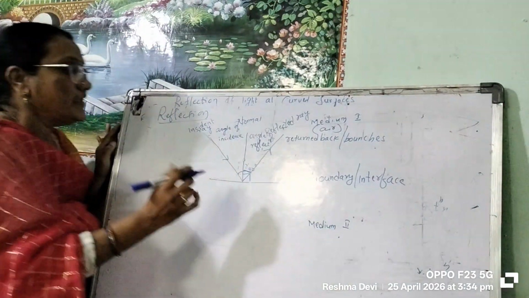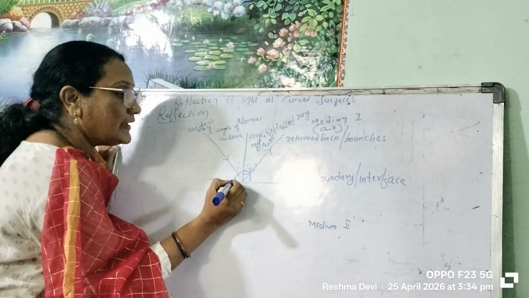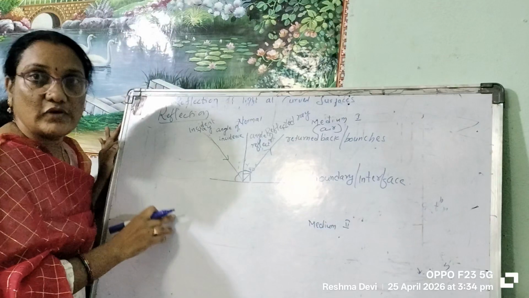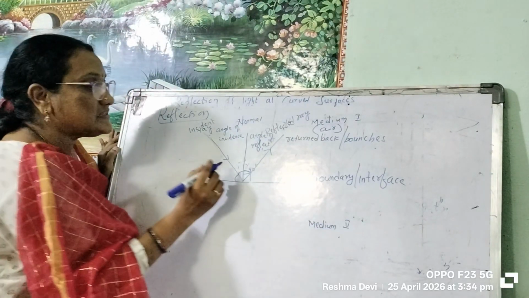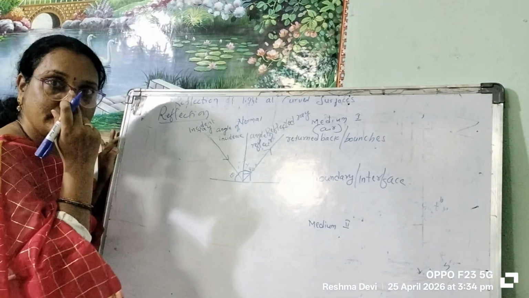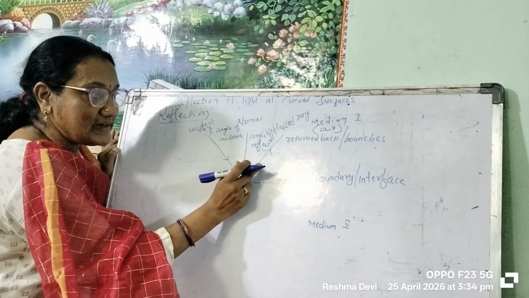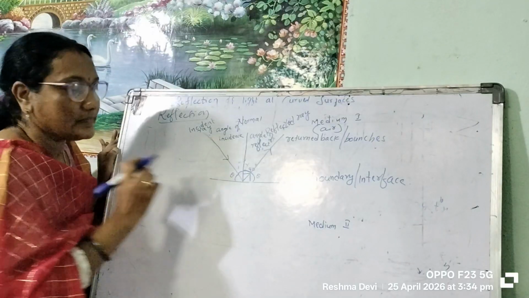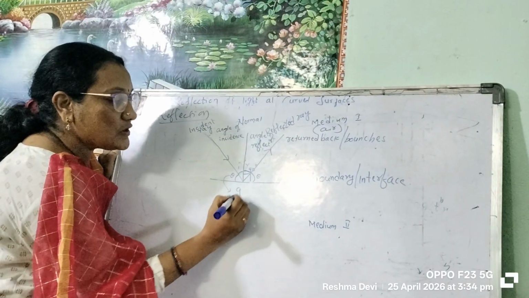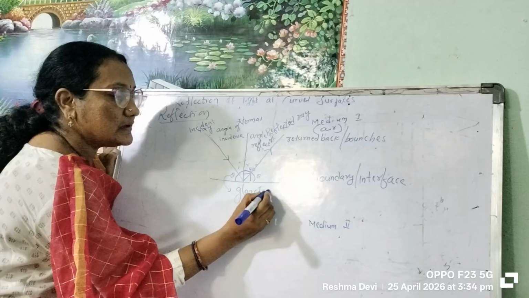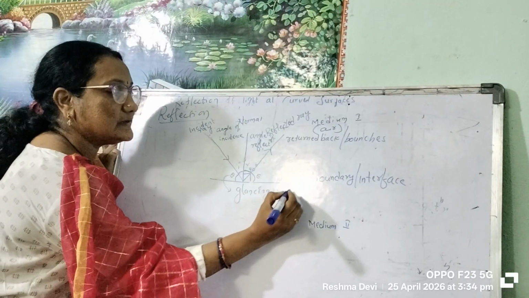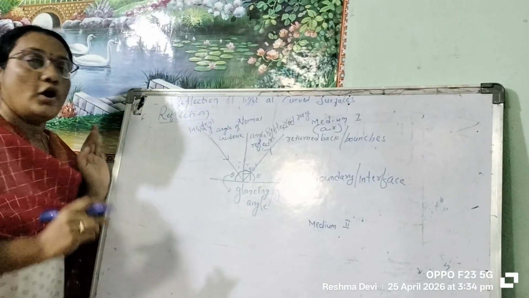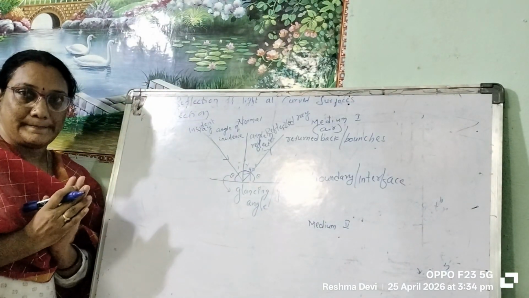Now next, you see here incident ray is making angle with the boundary or surface. This angle let us denote with theta. Here also reflected ray is making certain angle theta with the boundary. So this angle we call it as glancing or grazing angle. Right?